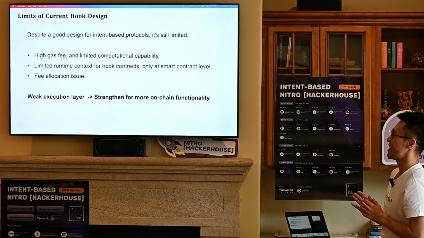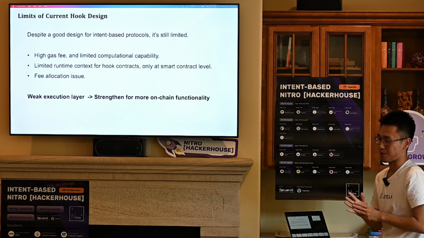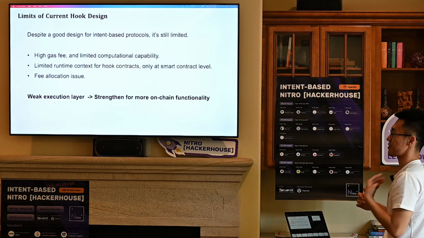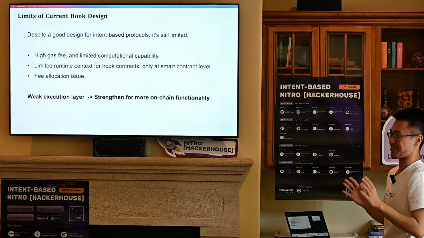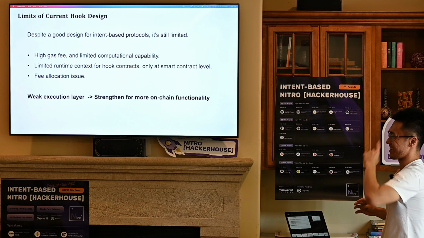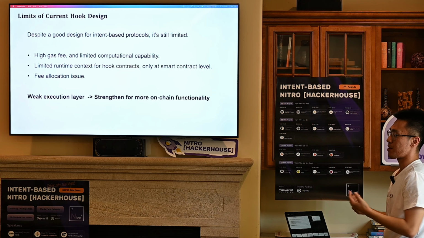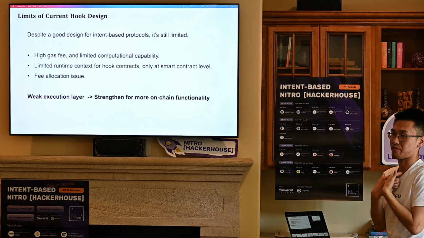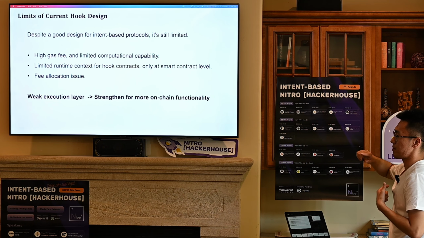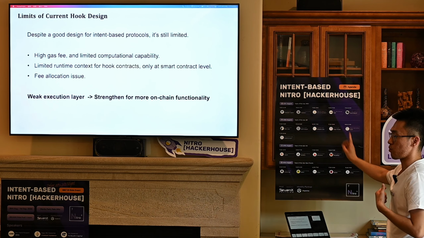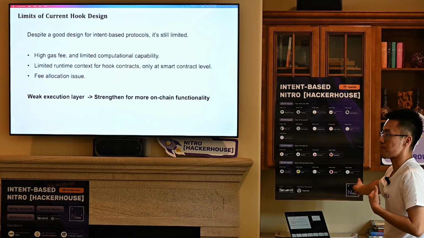runtime context. And the third thing is that lots of people haven't noticed: we all say Uniswap V4 is good, but I want to point out one of its drawbacks. It's the fee allocation. For example, I'm a user and I want to achieve the intent of a limit order, right? But there's another person trading in the AMM.